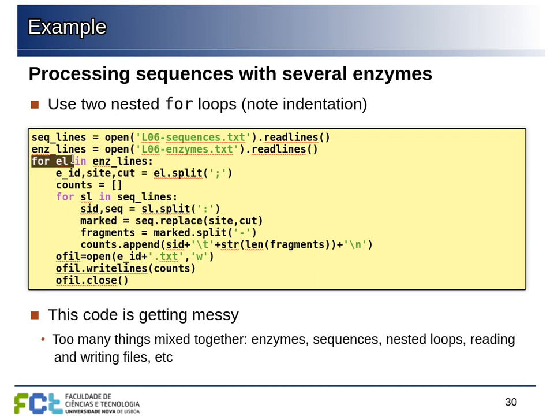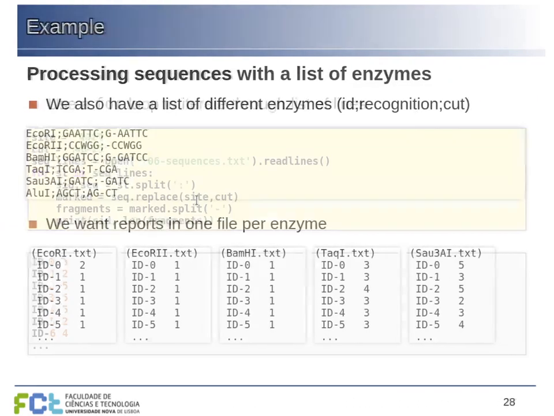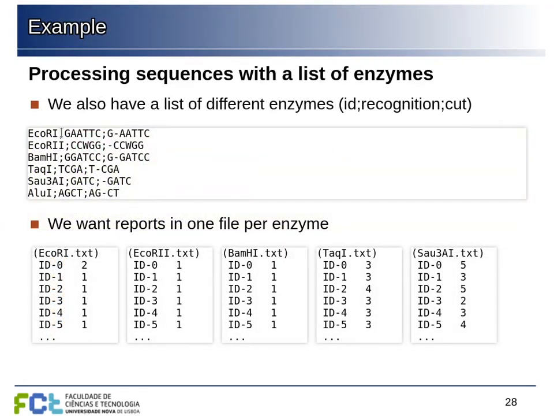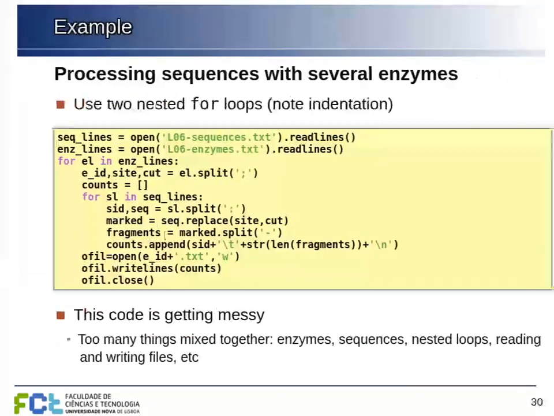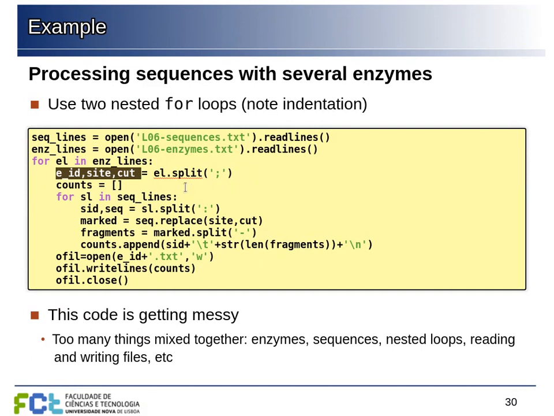So for each line in the enzymes file, we are going to create these variables, the identifier, the recognition site, and the specification of the cut point, by splitting the line with the enzyme information using a semicolon, which is the character that is separating these elements. And so we have these in three variables. Remember that this will be a list of three elements, and we are unpacking the list into the variables.